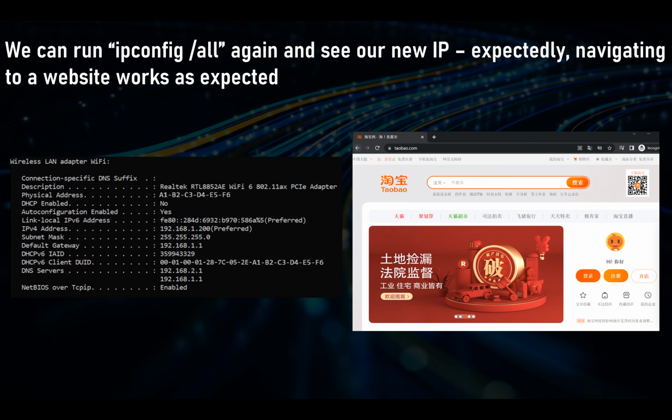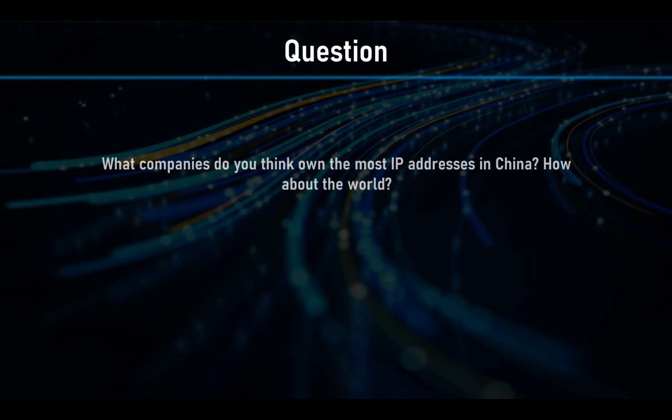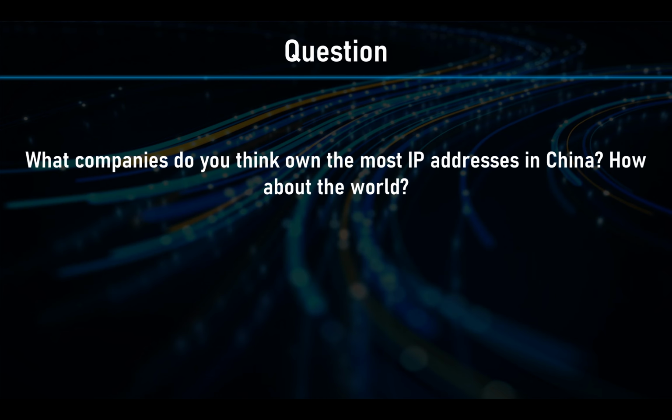Alright, so if we try that again, now we can run ipconfig /all, and since we've set that, here you can see we've successfully allocated this static IP. And if we try to go to, let's say, taobao.com, we see this still works, and it's still going to successfully navigate to this page. Alright, so this one, I guess, is a bit country specific.